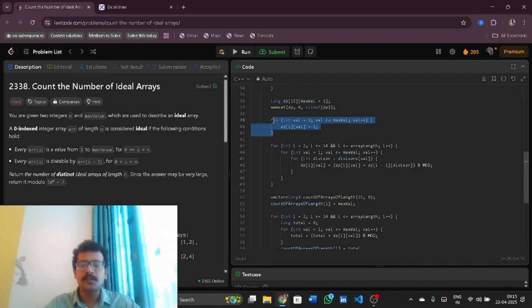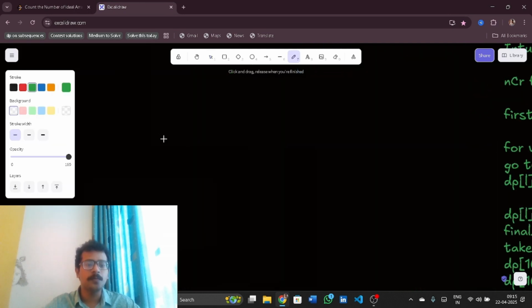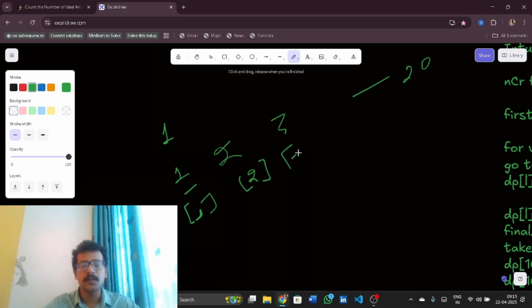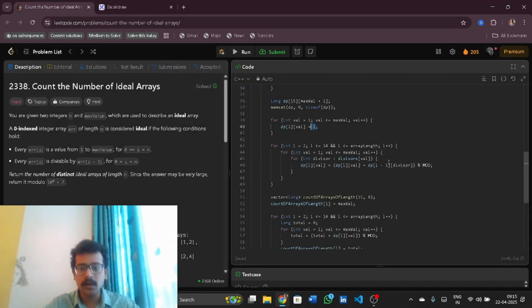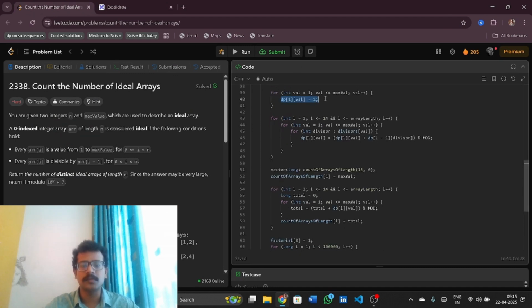Now value is equal to 1, value is less than or equal to max value, and for value equal to 1, with the size of 1, I can get one array. That means, wait a second, I'll write. So the size is 1 and values will be 1, 2, 3 till 20, right? So with value 1, I can get an array of 1 and the size is also 1, right? 2, the size is also 1. This is 3 and the size is also 1. So that's what I have initialized: dp of 1, value is equal to 1.